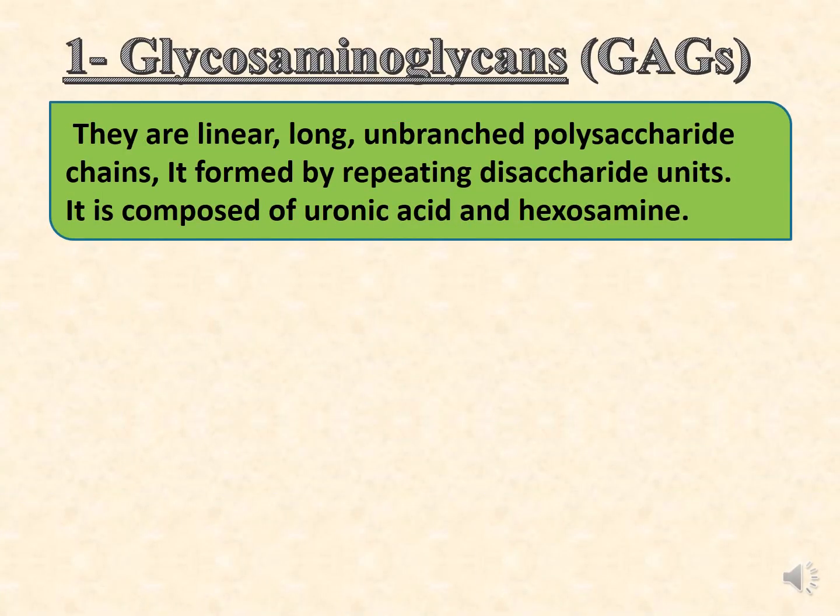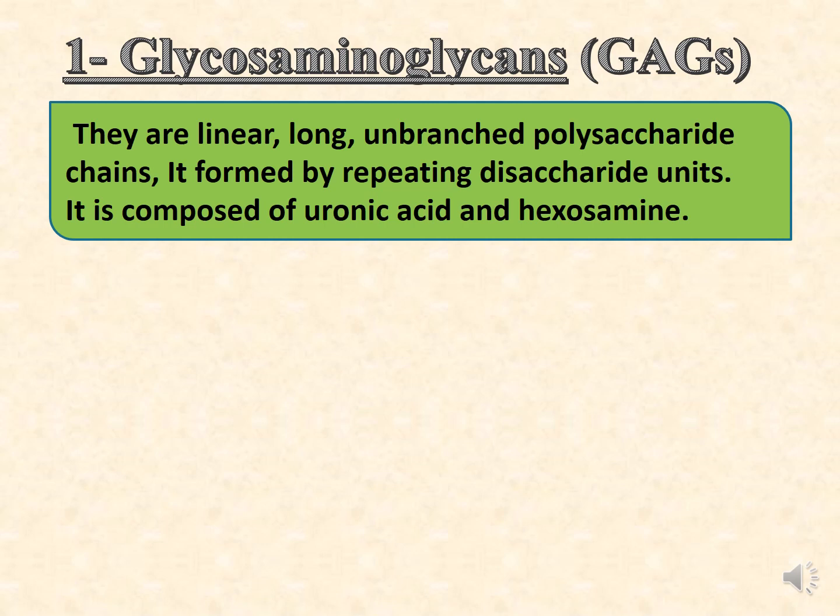The ground substance is composed mainly of three types of macromolecules. These are glycosaminoglycans, proteoglycans, and glycoproteins. نتطرق إلى النوع الأول من أنواع الماكرومولكيولز اللي تشكل الجراوند سبستانس.